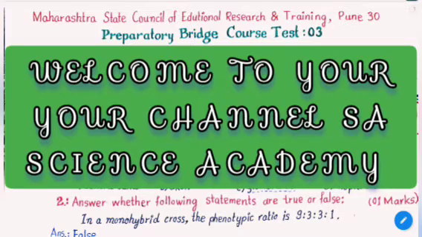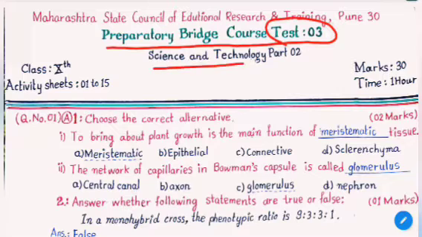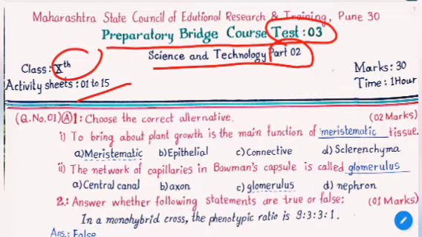Today we have to see the Maharashtra State Council of Educational Research and Training, Pune, 30 Preparatory Bridge Course Test 3 of Science and Technology Part 2 of Class 10th, based on activity 1 to 50. This is for 30 marks and the time is 1 hour. This test is very lengthy, so I made two videos of this test. In the first video we will see two questions and in another video we will see the other two questions.